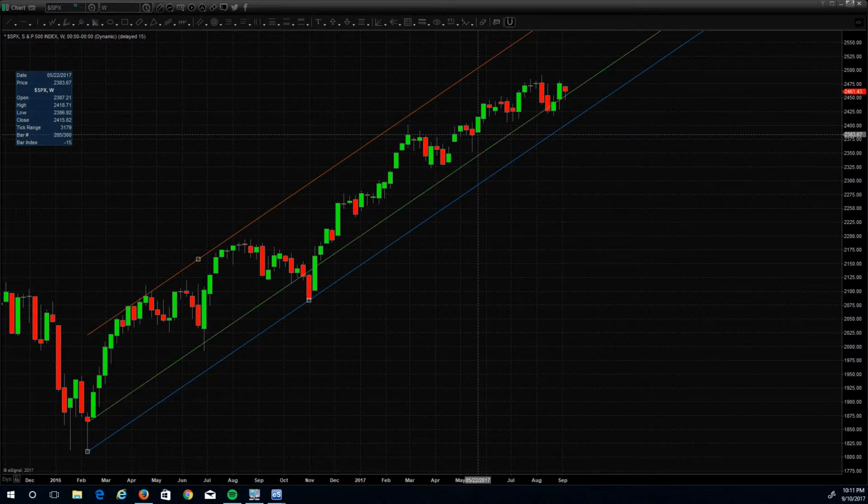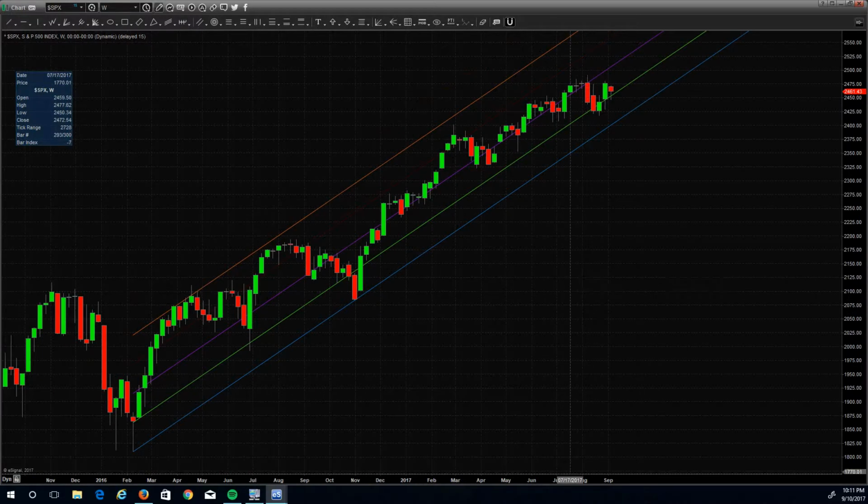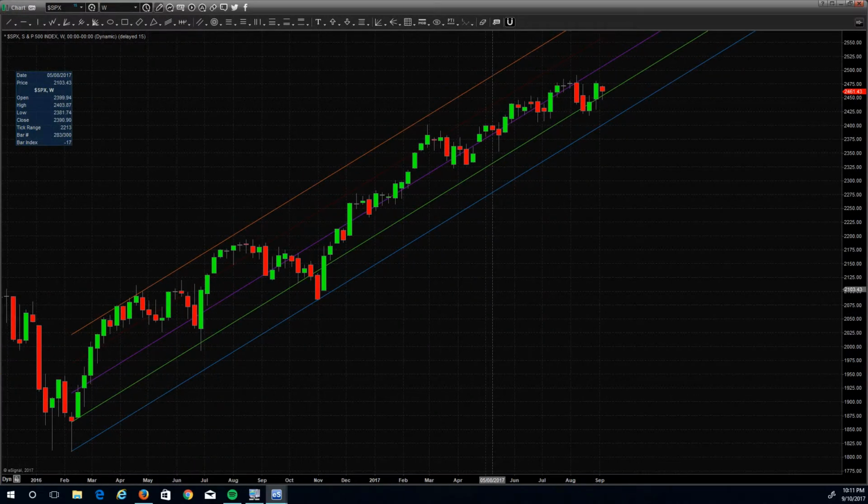Here's the 25%, the 50%, and the 75%. And then again, you guys should not be surprised. The market is respecting these levels. They're behaving as support over here. We're behaving as support over here until it broke.